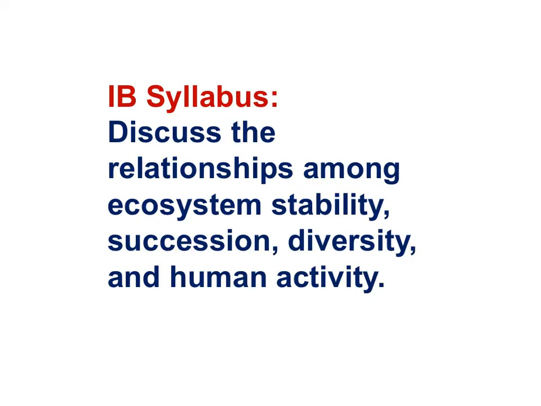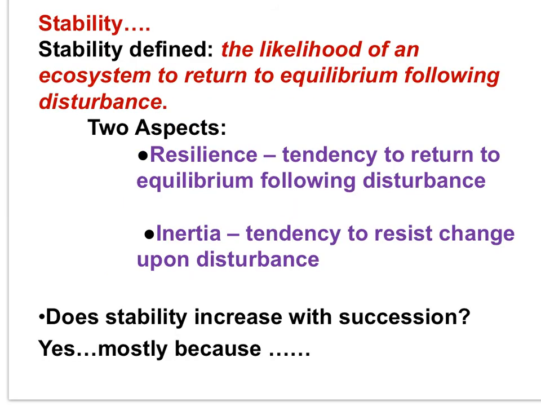The last IB syllabus statement for this movie is right here. Discuss the relationships among ecosystem stability, succession, diversity, and human activity. This is not a simple statement. Do the best you can to think clearly and work to gain control of various arguments. Stability is a complex issue and poorly understood in terms of rigorous scientific study, but we'll define stability as the likelihood of an ecosystem to return to equilibrium following disturbance. There are two aspects: resilience, the tendency to return to equilibrium following disturbance, and then inertia, which is the tendency to resist change upon disturbance.